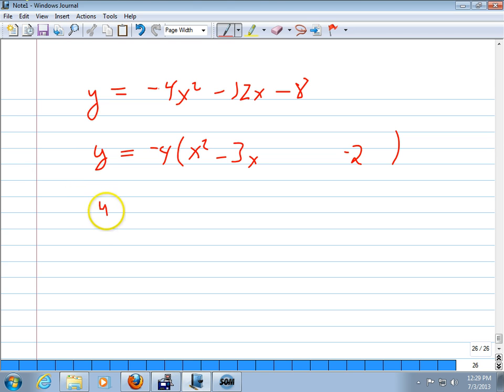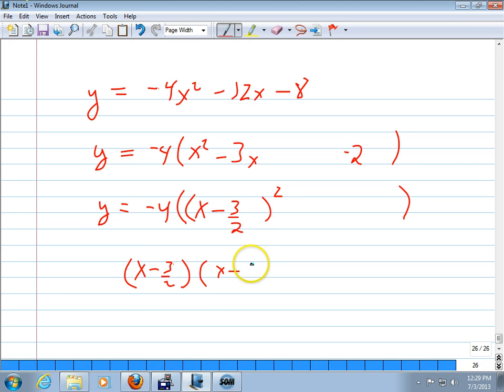Okay, now let's do what we did. The negative 4 is just hanging out here. Just focus on what's in the parentheses. What did we square last time? We took the middle coefficient and chopped it in half. So that would be negative 1.5, or negative 3 halves. I'm going to write it that way: x minus 3 halves. But now if we FOIL this out, you're going to end up with negative 3 halves squared. Look, x minus 3 halves times x minus 3 halves is not x squared minus 3x. What is it?